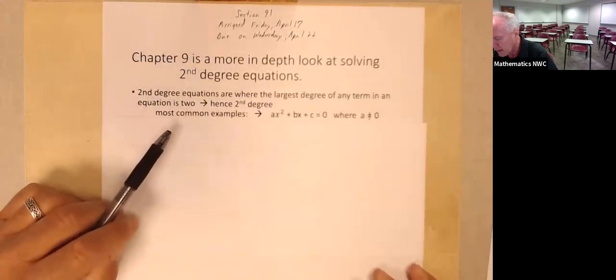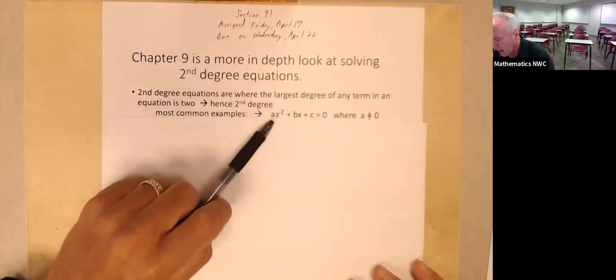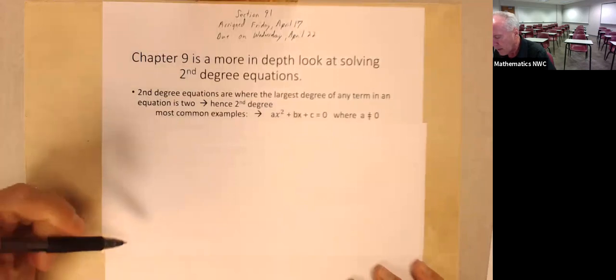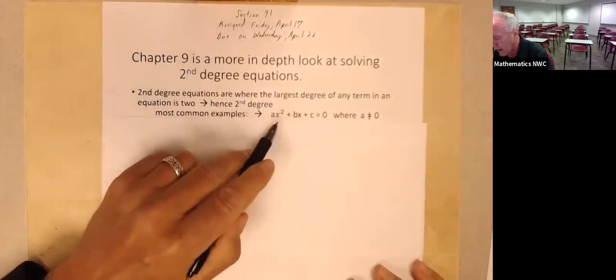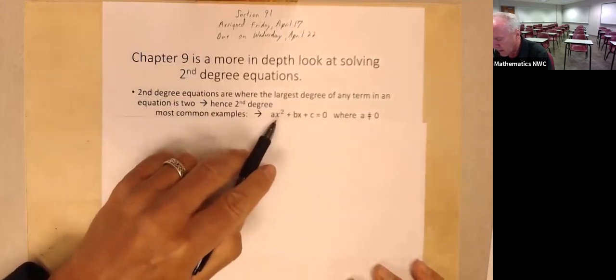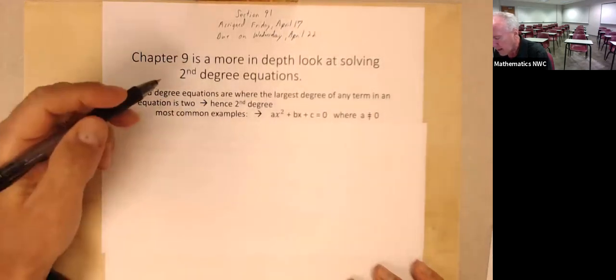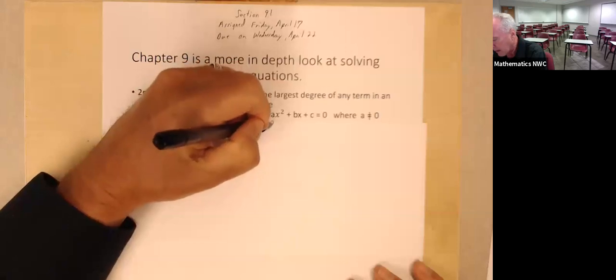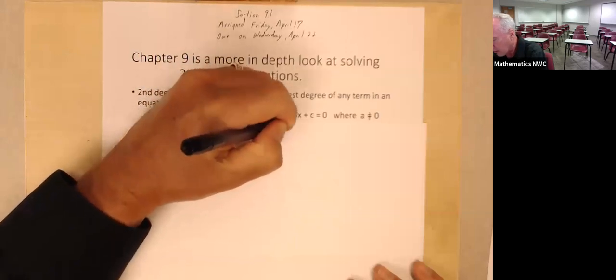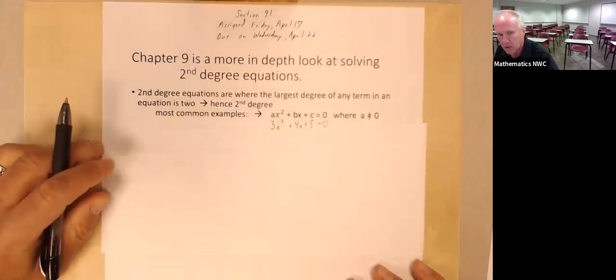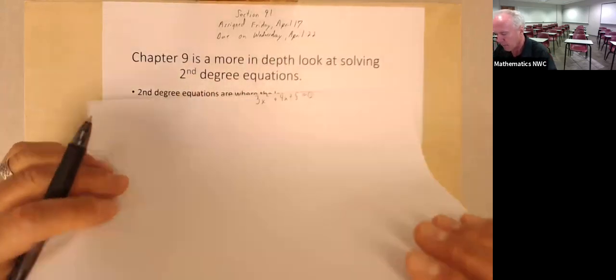The most common examples would be one like this, ax squared plus bx plus c, where a, b, and c are some numbers, but a cannot be 0. Otherwise, it would no longer be a second-degree equation. So an example would be maybe something like 3x squared plus 4x plus 5 equal to 0. Those are the most common types.